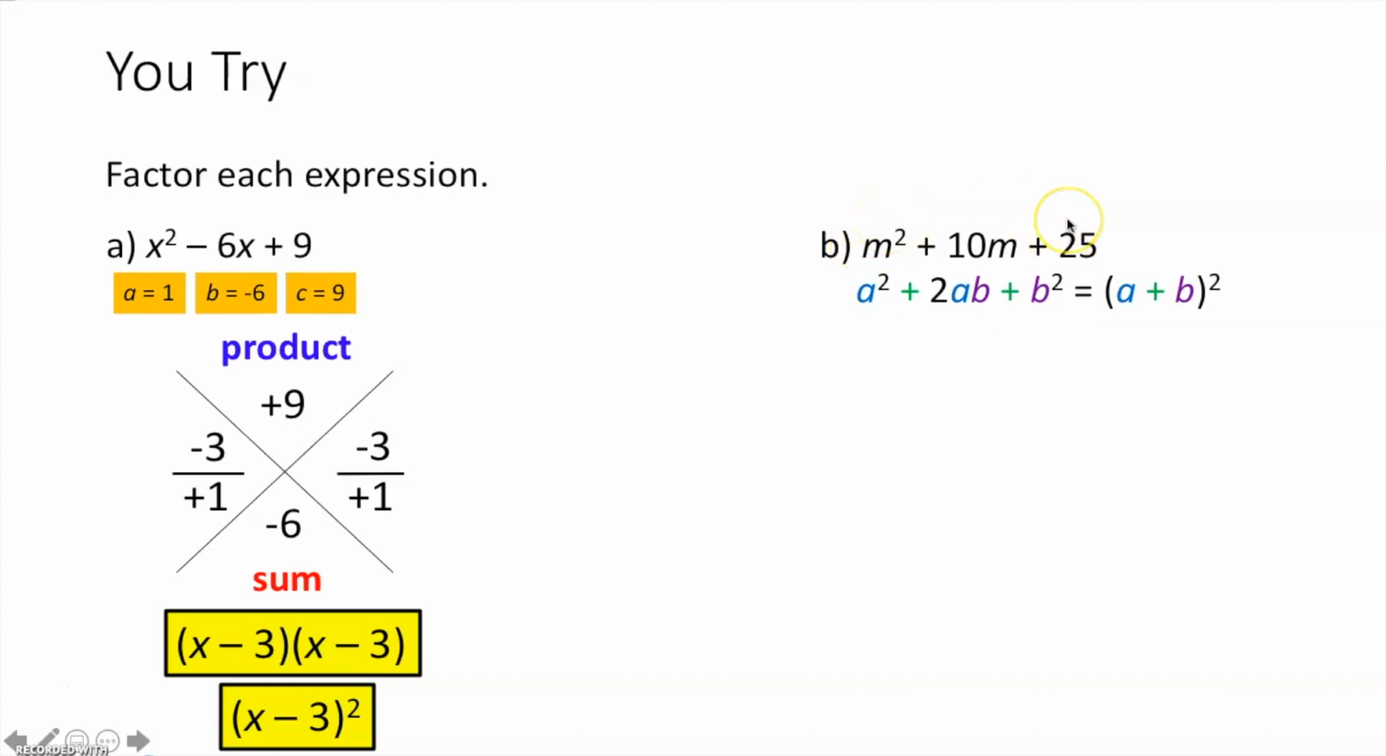Square root of 25 is 5. So we take m, plug it in for a, take 5, plug it in for b, and you're done. But let's say you forgot that, you can always use your magic x, where your a value is 1, your b value is 10, your c value is 25.